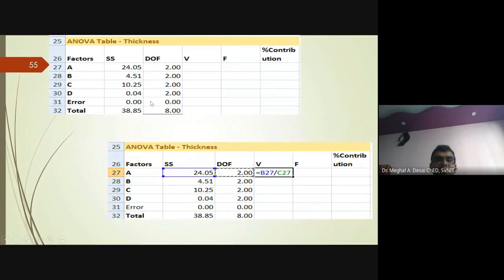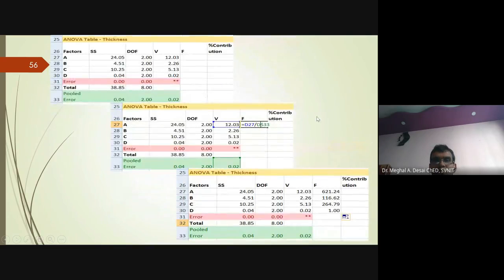So you can find that error is 0. Error is 0. That is the problem. So for this we will have to do pooling. Variance was found. It is the ratio between these, 24 by 2. So variance was found, and you can see that now we have pooled the error. The 0.04 that was there is now transferred over here, over here, and over here.